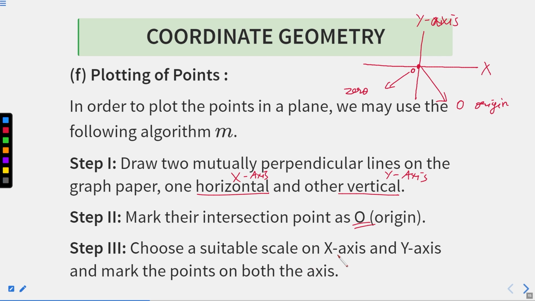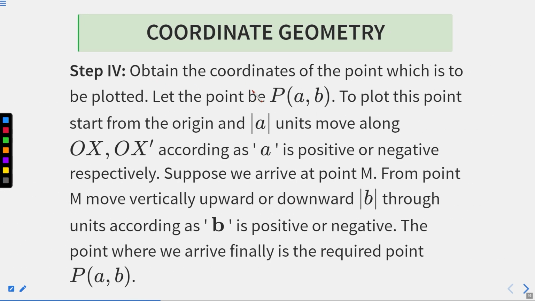Choose a suitable scale on x-axis and y-axis and mark the point on both the axes. Suppose the point is like this, x comma y. So we draw lines. We can easily see how many units far the y point is and how many units far from 0 on the x-axis to the left side. Okay, clear?